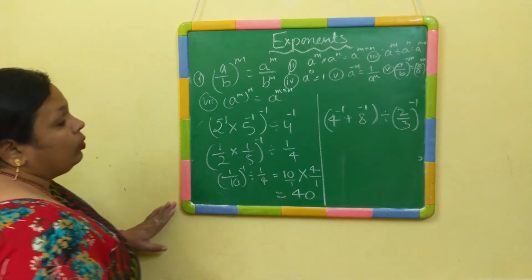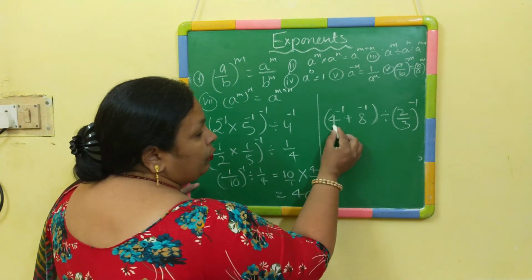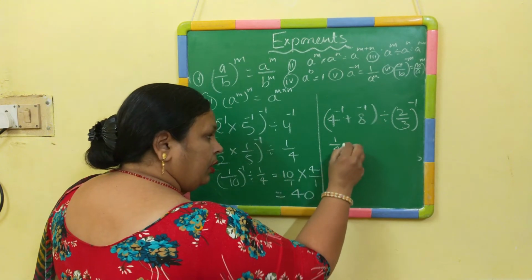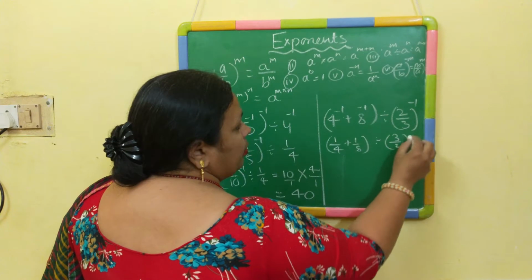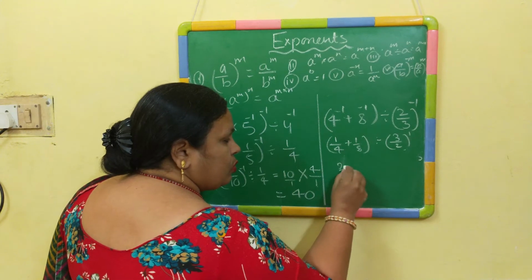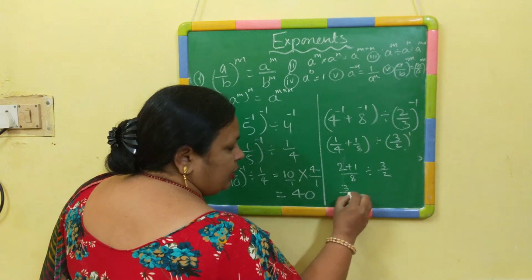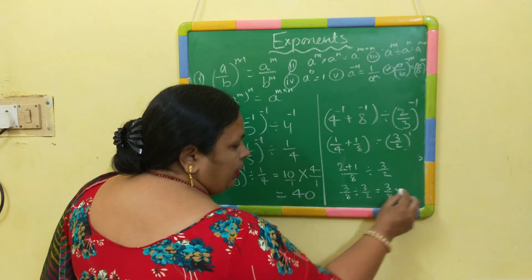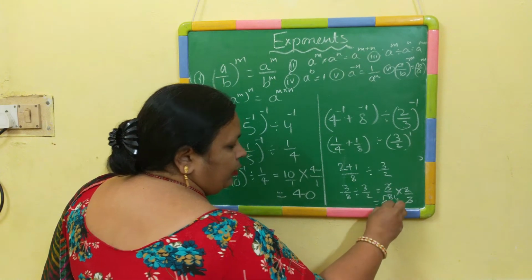Clear? Now, again using the same rule, we are going to solve one more example. Here it is (4 power minus 1 plus 8 power minus 1) divided by (3 by 2) power 1. Again 1 by 4 plus 1 by 8 divided by 3 by 2. Clear? Now the LCM is 8. So this is (2 plus 1) by 8 divided by 3 by 2. So this becomes 3 by 8 divided by 3 by 2. Again 3 by 8, the reciprocal of 3 by 2 is 2 by 3. 3 cancels, and the answer is 1 by 4.